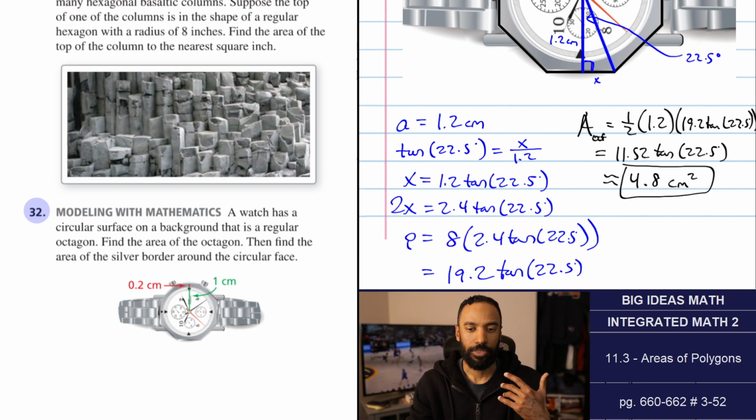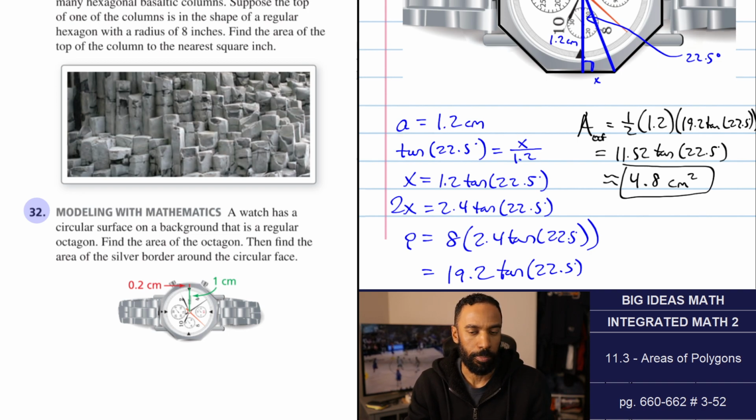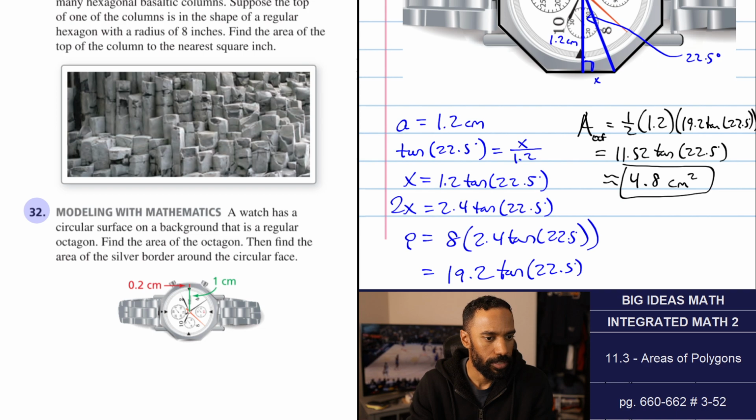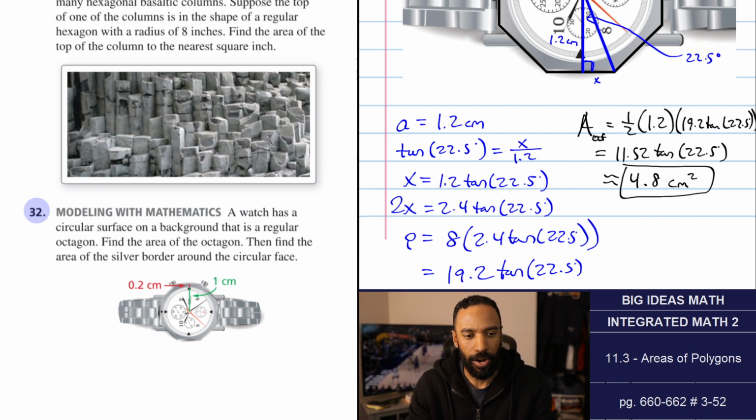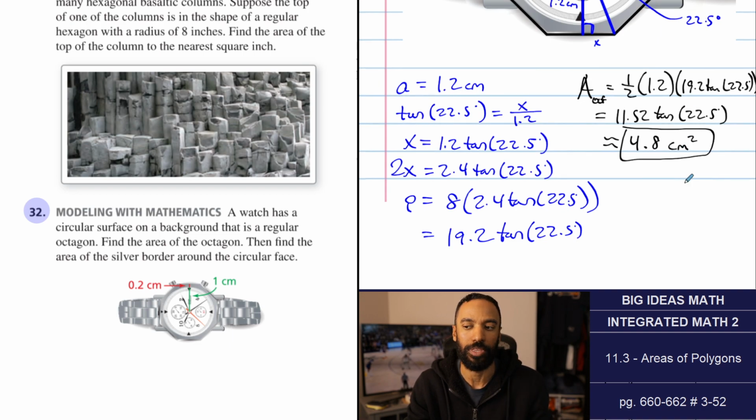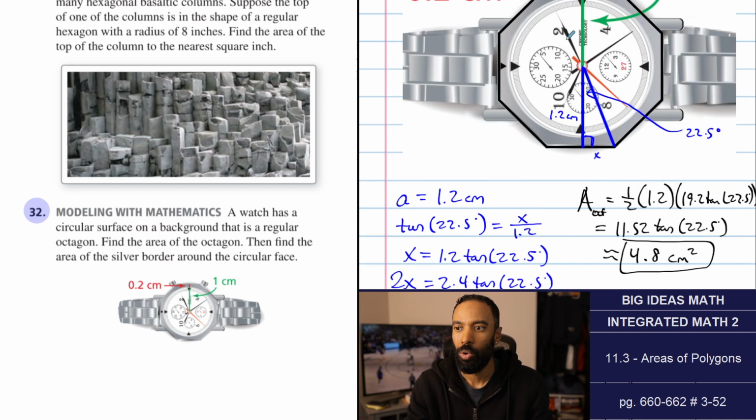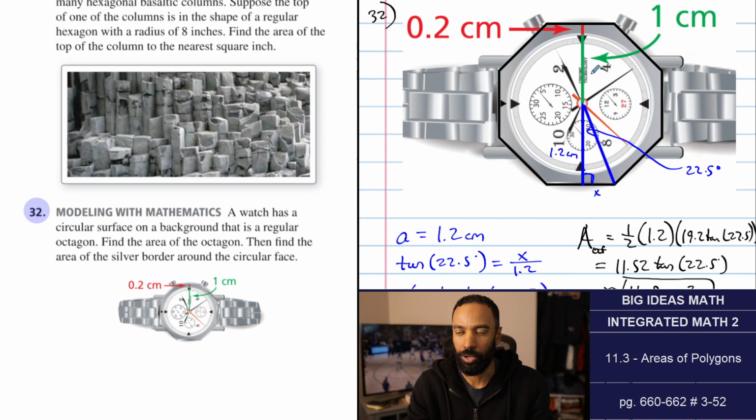if I'm not taking out the circular surface portion. And I don't believe that we are, right? They just said find the area of the octagon. They didn't say the silver portion. Actually, I think that's the next question. The next question is then find the area of the silver border around the circular face. So I think we're taking out the circular face portion of that. The area of the circle, the radius of the circle is 1 centimeter.